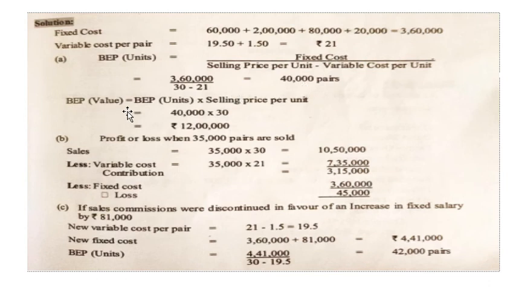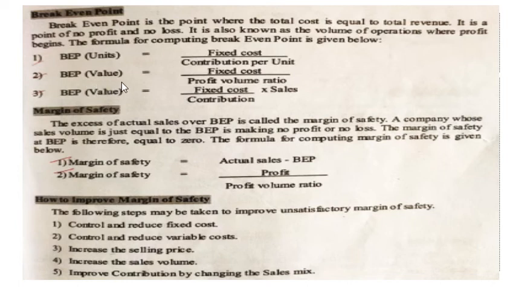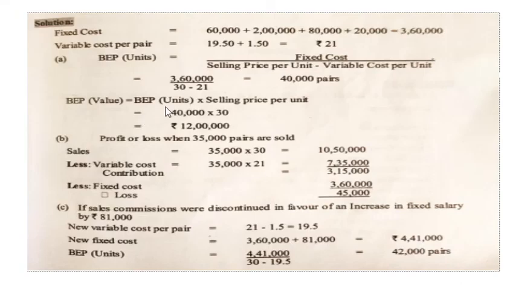Now we will calculate the break-even point in value. There are 2 formulas for calculating break-even point by value. The first formula is fixed cost divided by PV ratio. The second formula is fixed cost divided by contribution into sales. Any of these formulas can be used. But in this calculation, as we know the number of units of break-even point, they have multiplied the selling price directly. So you can do this: units into the selling price per unit will give you the total break-even point in value. Or you can follow the formula fixed cost divided by PV ratio, or the other formula, fixed cost divided by contribution into sales, any of the formulas.